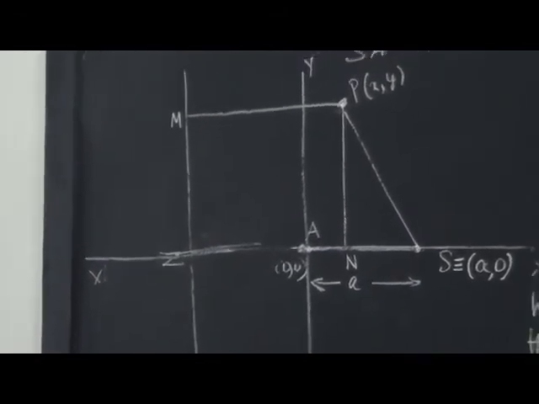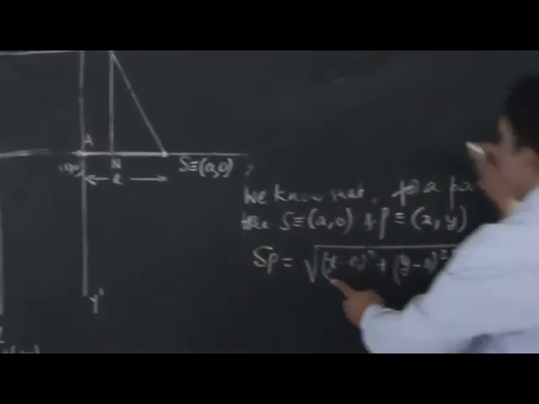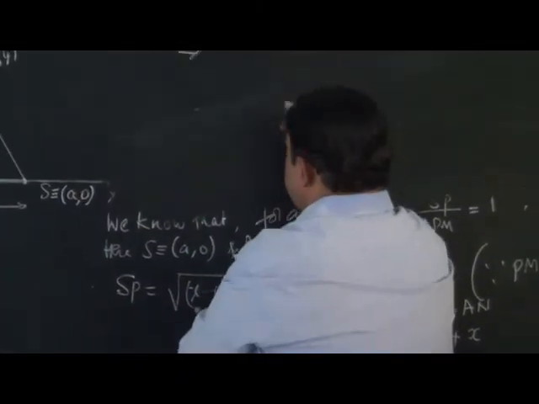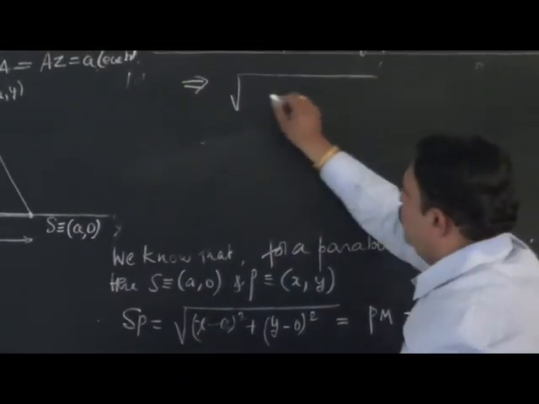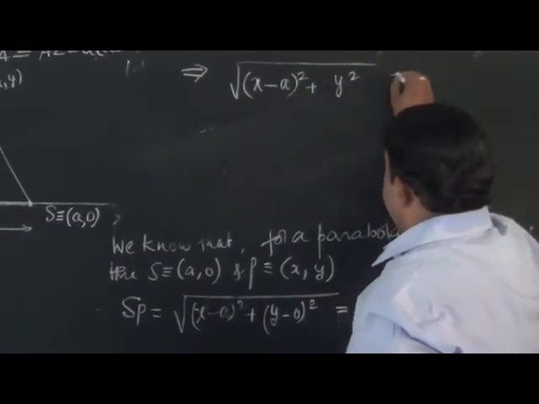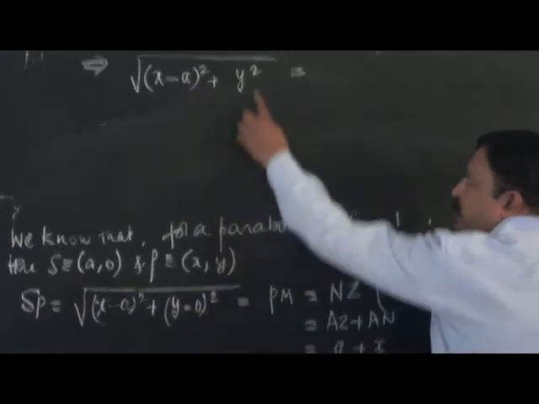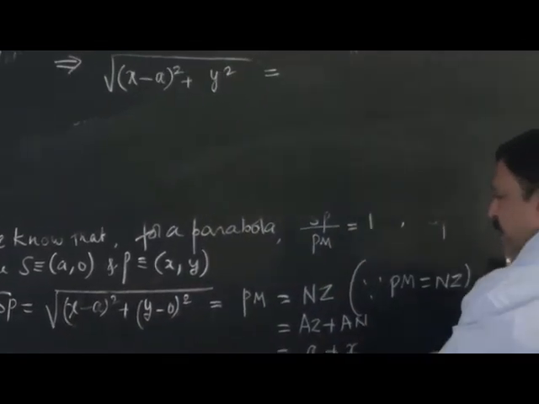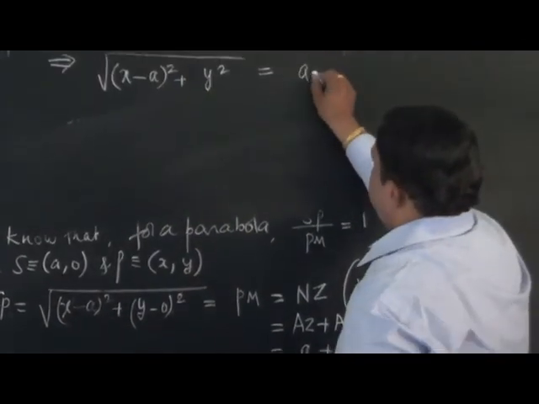I will use SP is equal to PM. But what is SP? SP is square root of x minus a the whole square plus y square. Y minus 0 whole square is y square. And RHS is PM, that is equal to a plus x.